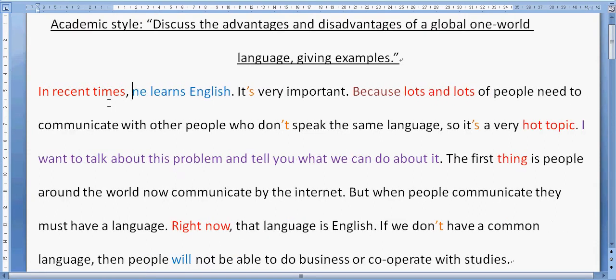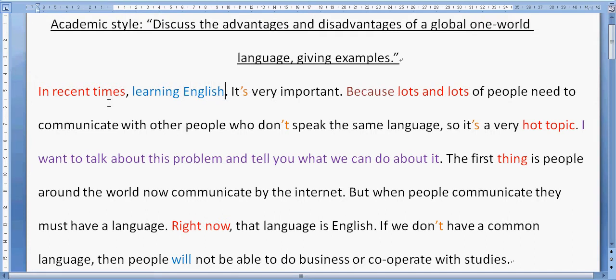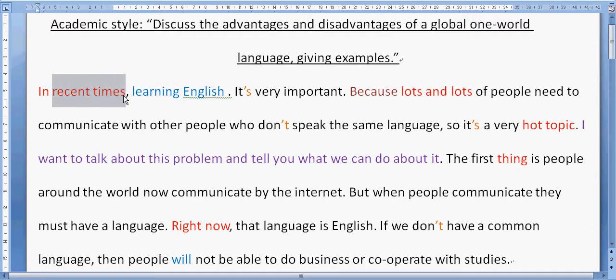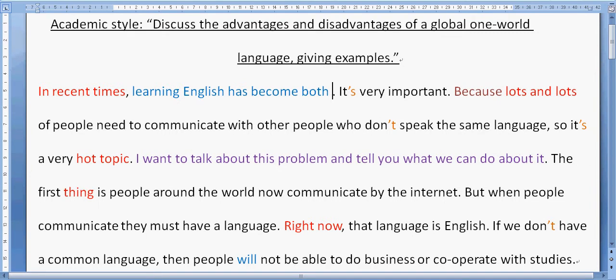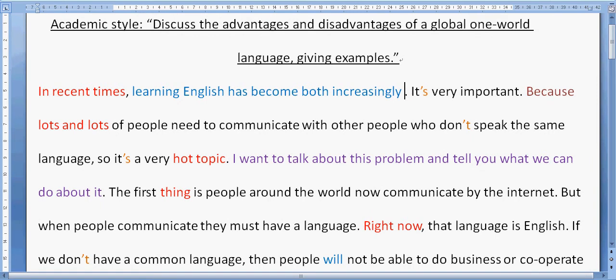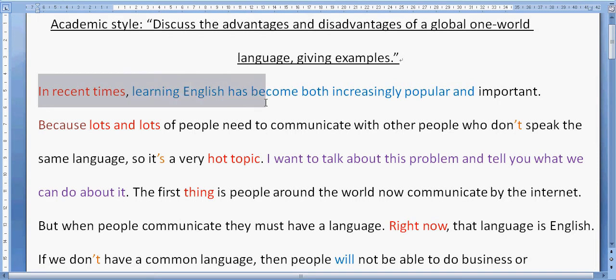Now what we want to do is change everyone, because we don't know that everyone learns English. So let's change this part to learning English. Now before we said recent times, so that means the past, but we don't know the time, so let's use present perfect. Learning English has become both increasingly popular and important. So in recent times, learning English has become both increasingly popular and important.